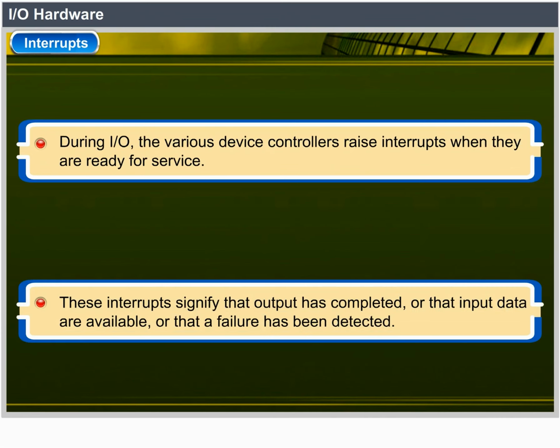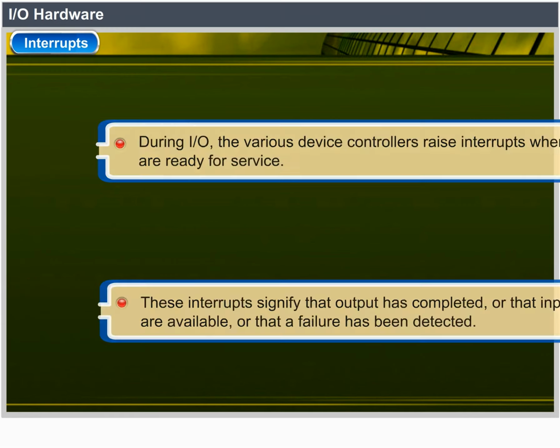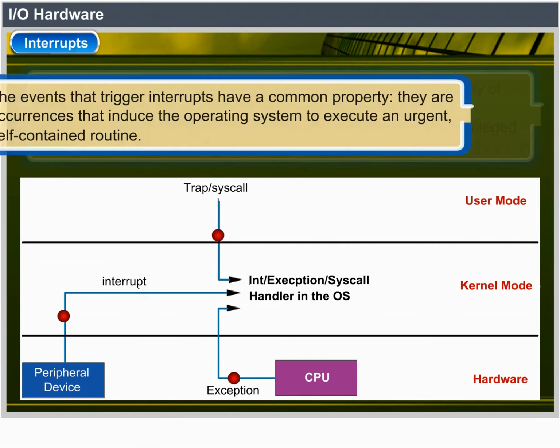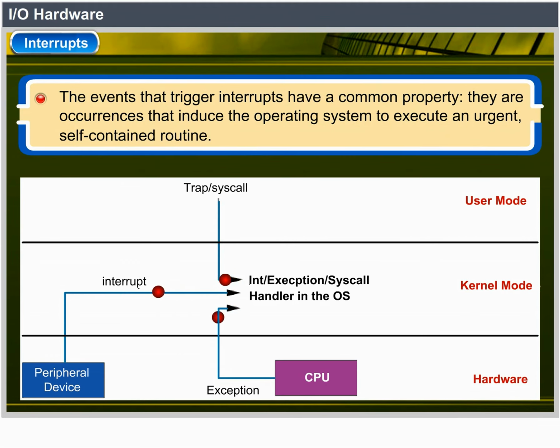The interrupt mechanism is also used to handle a wide variety of exceptions, such as dividing by zero, accessing a protected or non-existent memory address, or attempting to execute a privileged instruction from user mode. The events that trigger interrupts have a common property. They are occurrences that induce the operating system to execute an urgent, self-contained routine.